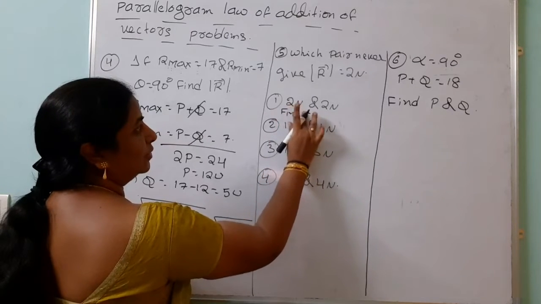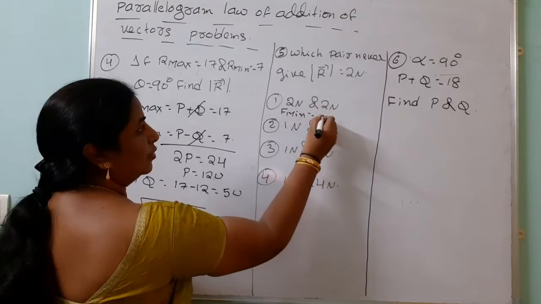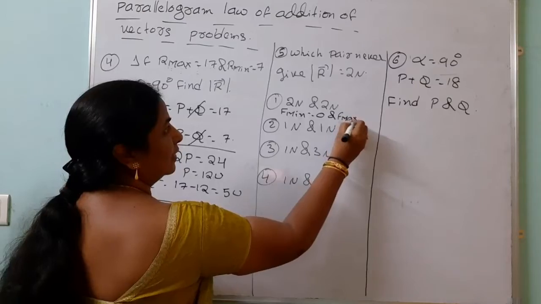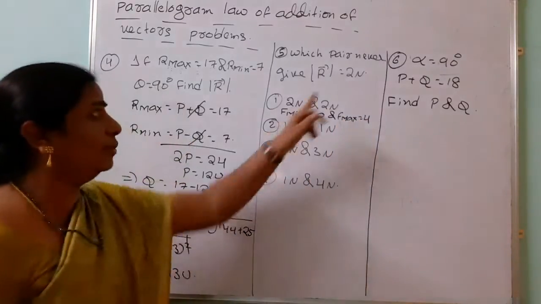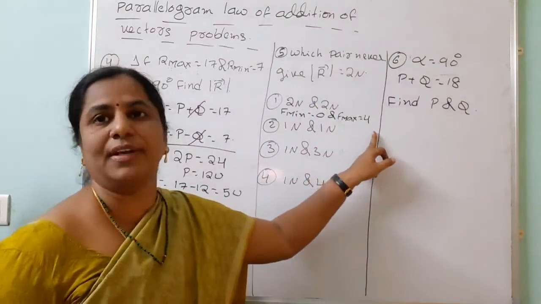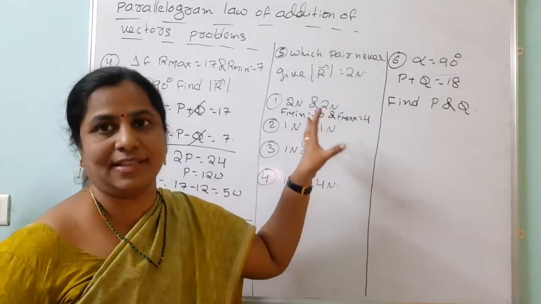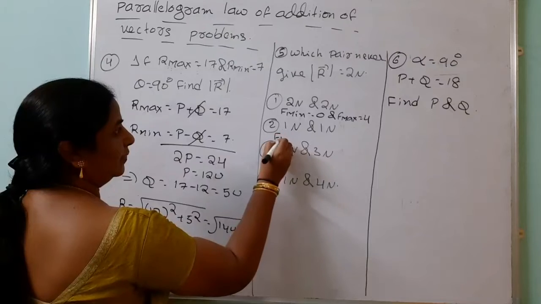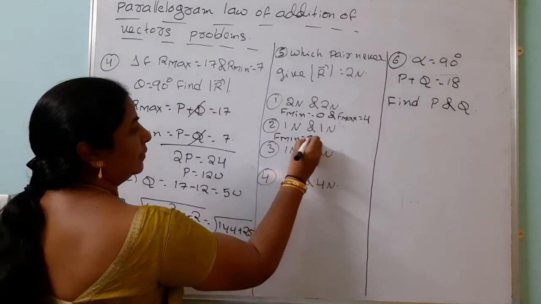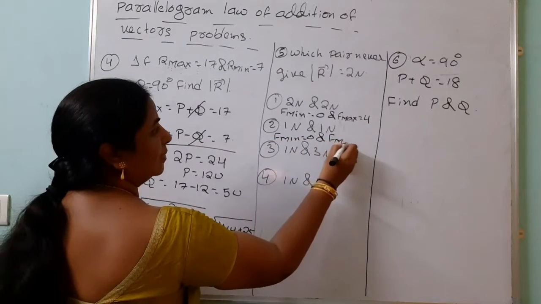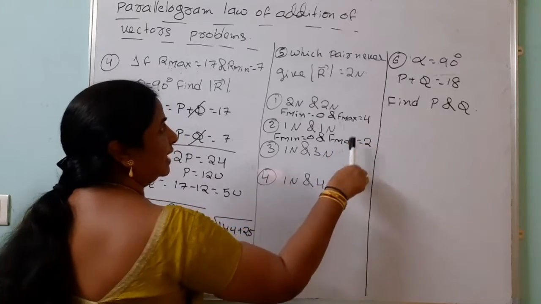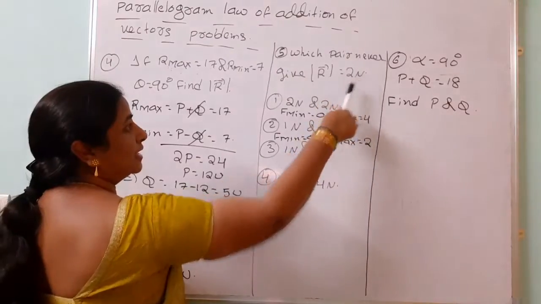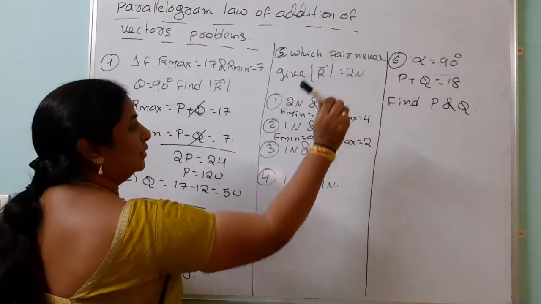Otherwise, first we can go through the minimum. F minimum is 2 minus 2, 0, and F maximum equals 4 newtons. Yes, 2 is in between 0 and 4. It is possible, so it is not our answer. They are asking for the never pair. Then 1 newton and 1 newton. Here F minimum is 0 and F maximum equals 2 newtons. It is possible because the resultant is 2 newtons, either 2 newtons or in between 0 and 4.